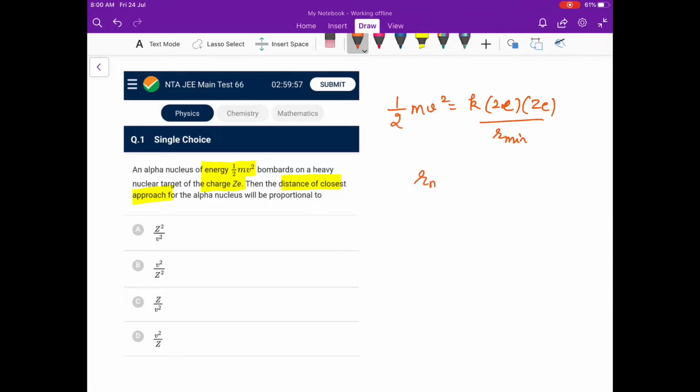So what is R minimum? R minimum you can say is 2kZe square, and 2 and 2 will become 4, upon m v square. So it is proportional to Z square by v square, no. V square by Z square, no. Z by v square, yes. So go for option C for this particular question.